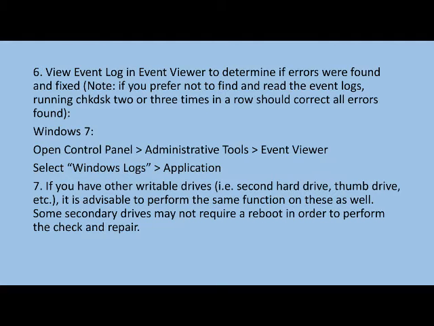If any errors were detected, follow steps 1 to 5 again, since some errors can conceal deeper errors. Subsequent scans will find and repair these additional errors. The goal of effective disk repair is to scan one entire pass without finding errors. If you have other writable drives, it is advisable to perform the same function on those as well. Some secondary drives may not require a reboot in order to perform the check and repair.